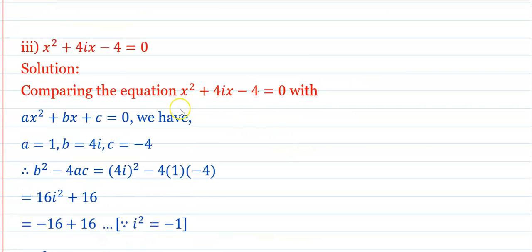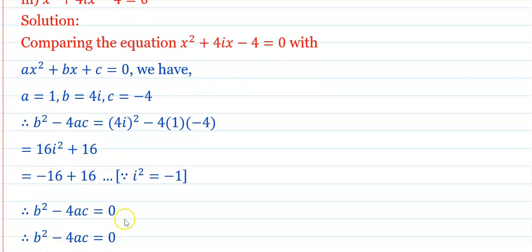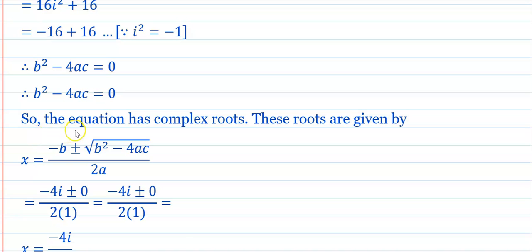Now the next question, x square plus 4ix minus 4 equals 0. Comparing with ax square plus bx plus c equals 0, a is 1, b is 4i, c is minus 4. b square minus 4ac: 4i bracket square minus 4 into 1 into minus 4. 16. I square means minus 1, minus 1 into 16 is minus 16. b square minus 4ac equals 0. So the equation has the complex root.